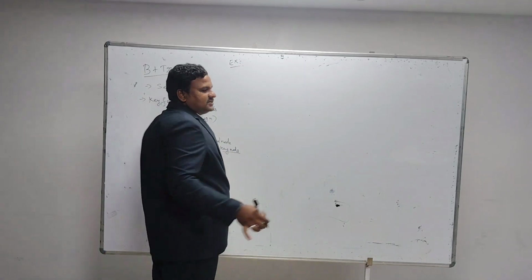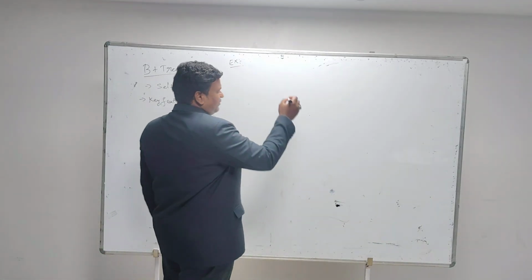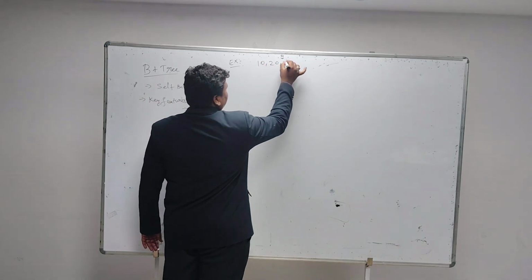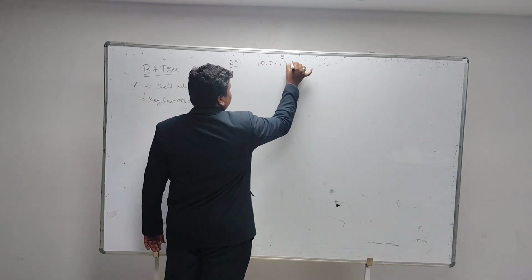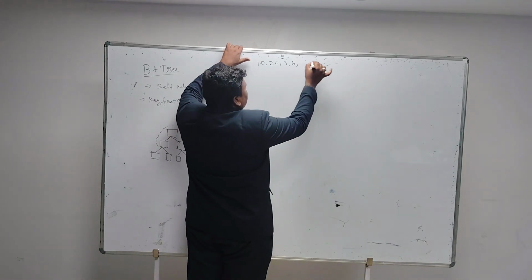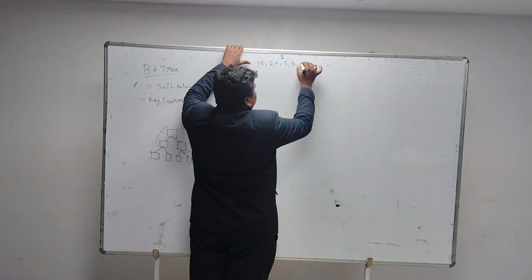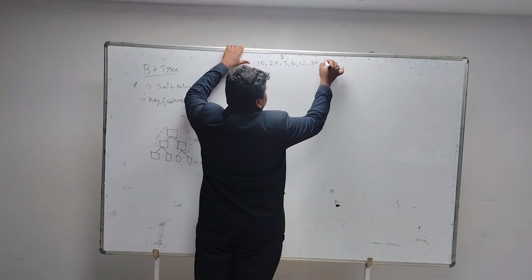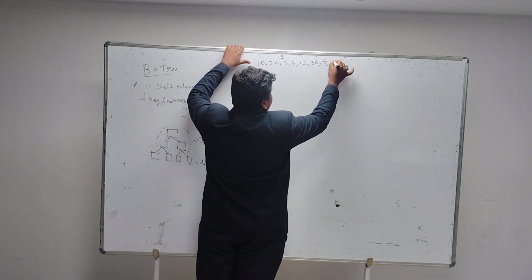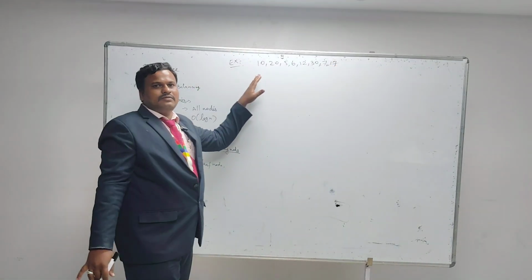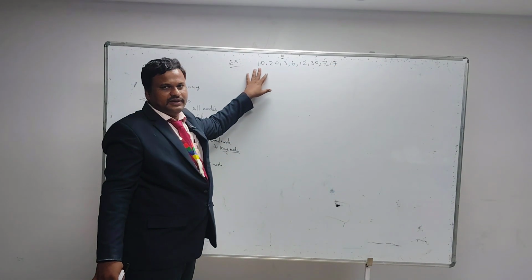So construct your B plus tree using the items we have: 10, 20, then 5, 6, 12, 30, 7, 17. Okay? So these are your nodes. You are going to perform the operations on your B plus tree.